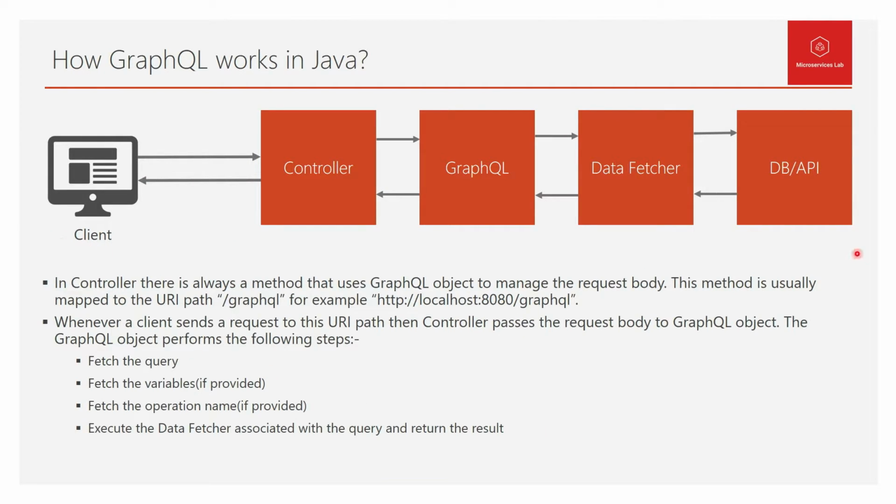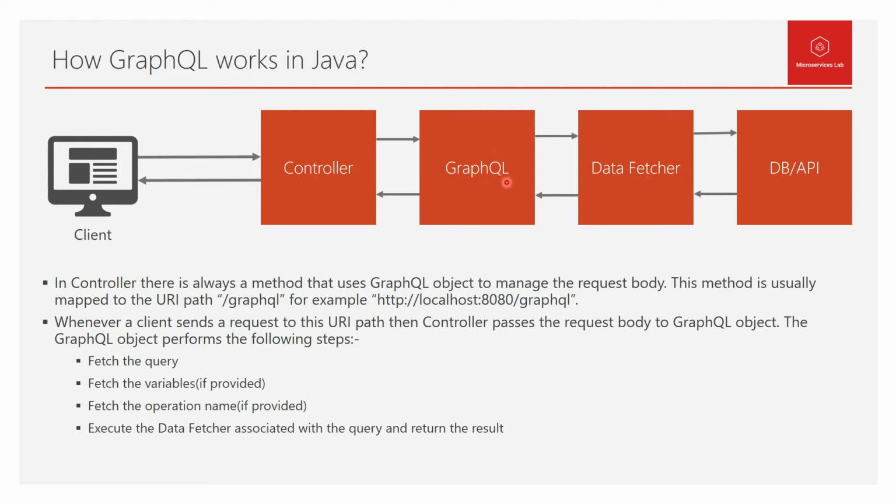So this is the whole flow of the GraphQL application. So first, a client sends a request that contains either a query or a mutation. It does not interact directly with the GraphQL instance. Instead, it interacts with the controller first. In the controller, there is always a method that passes the request body to the GraphQL instance.